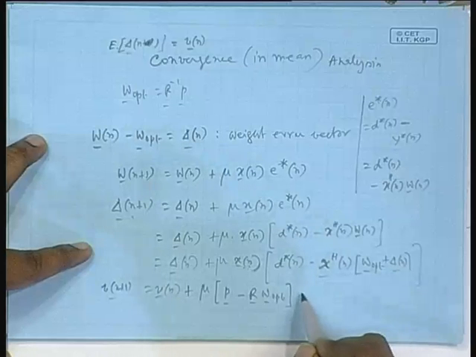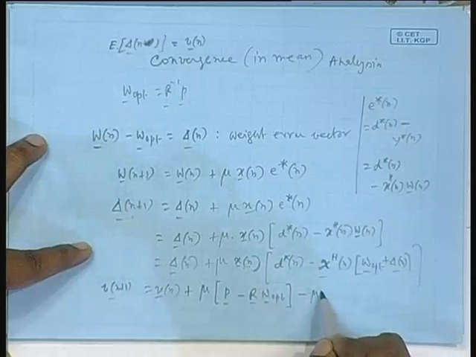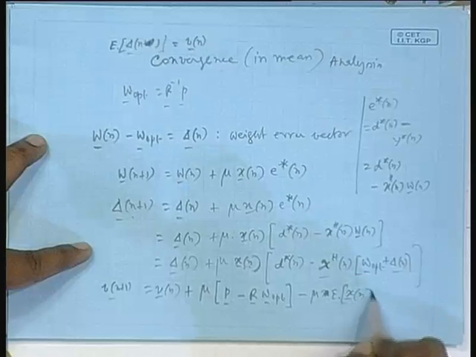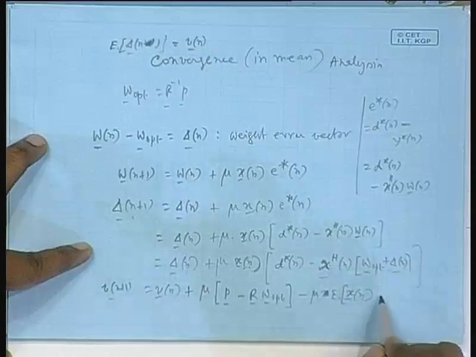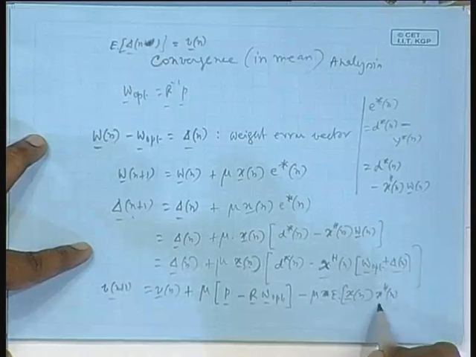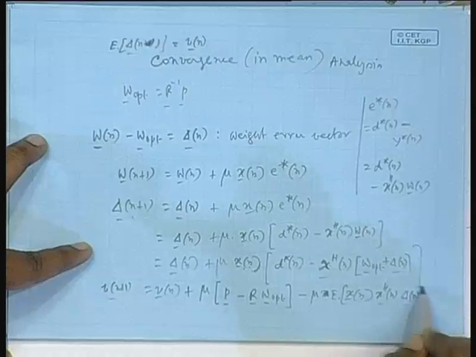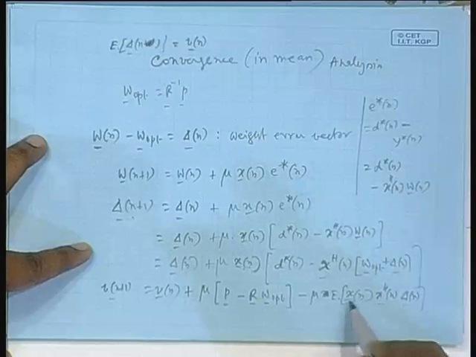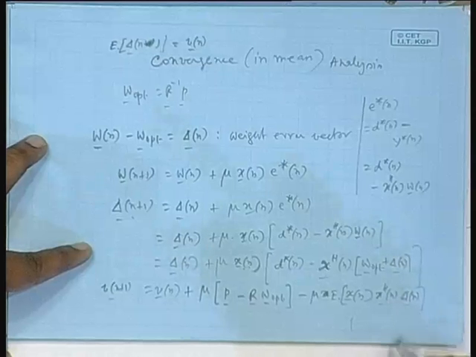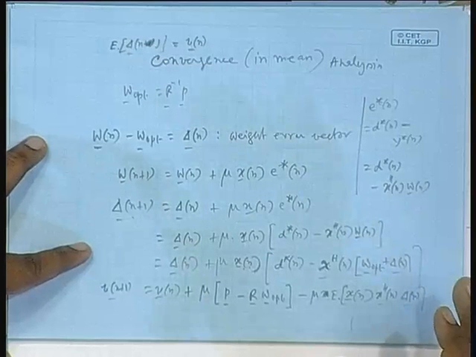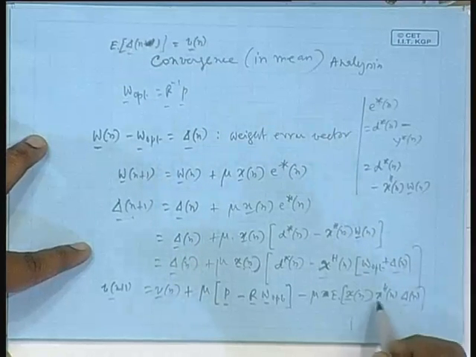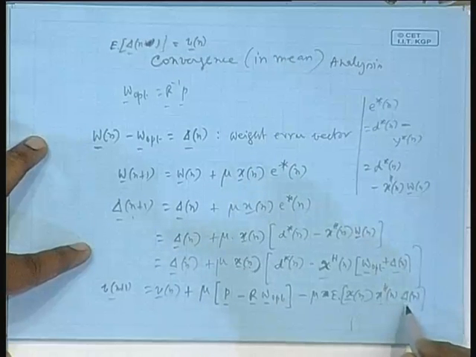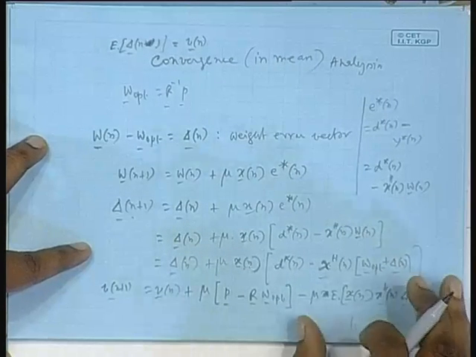So, that term I write separately, mu E x n x Hermitian n delta n. It is a product of 3 random quantities: one column vector, a row vector, and another column vector. So, essentially a scalar, but there are 3 random quantities, isn't it? This is random, this is random and this is random. I am coming to that later.